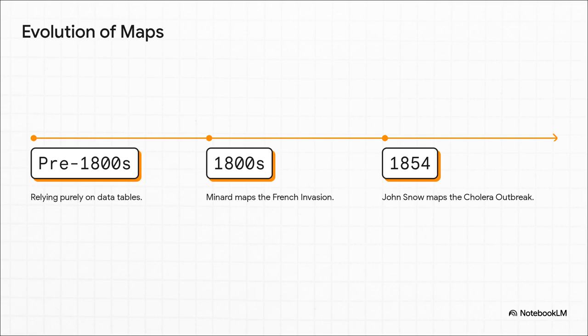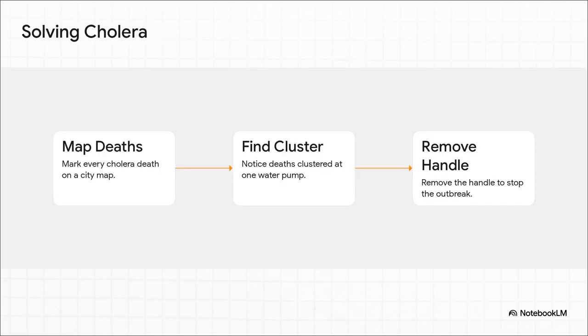But an even earlier and honestly incredibly dramatic example happened in 1854 with a British physician named Dr. John Snow. So picture this, it's 1854, and a terrible cholera outbreak hits London. At the time, people mistakenly thought the disease spread through bad air. But Dr. Snow didn't just look at a list of the deceased, he marked every single cholera death on a map of the city. And when he stepped back and looked at the pattern, he noticed something totally remarkable. Almost all the deaths were clustered around one specific public water pump.